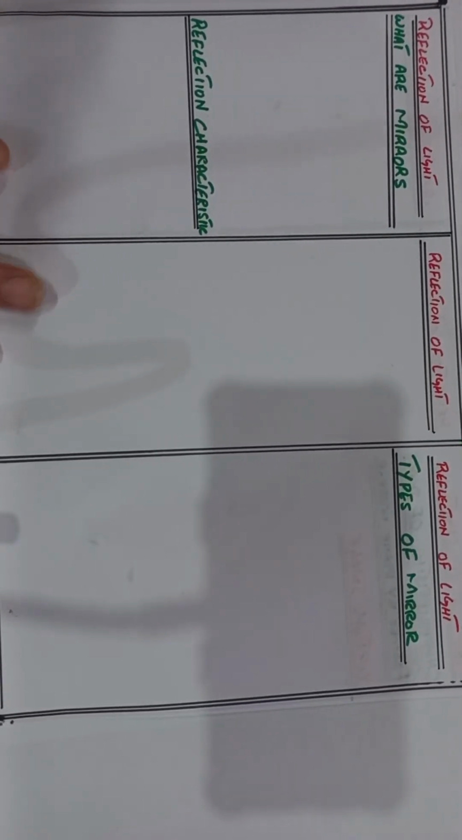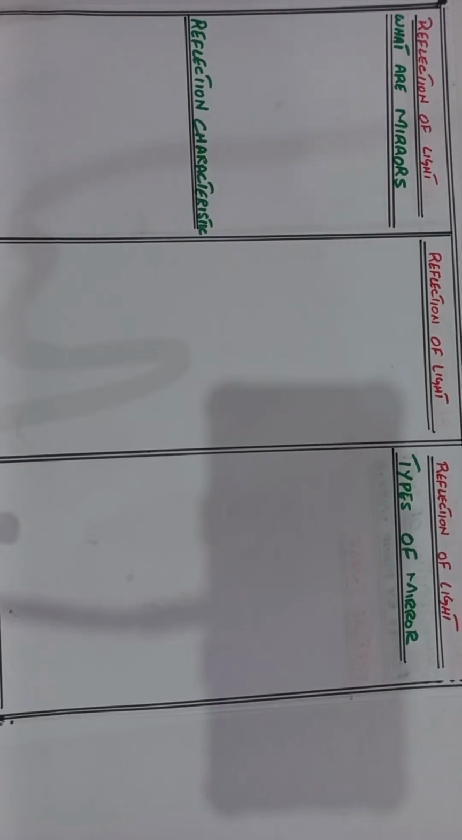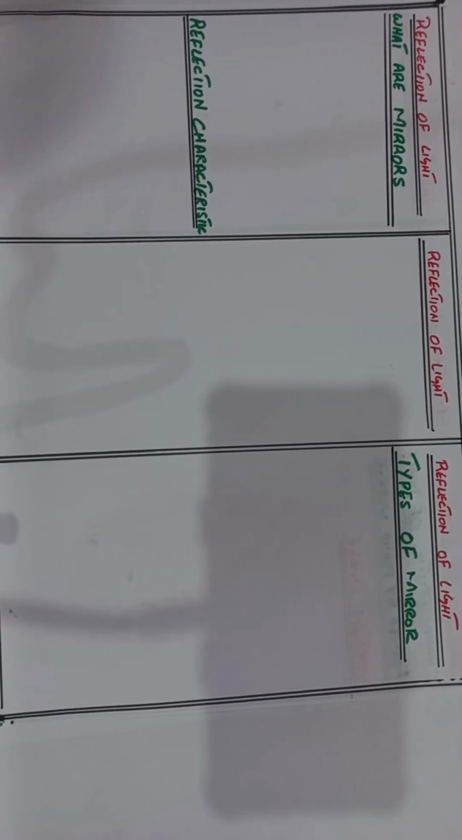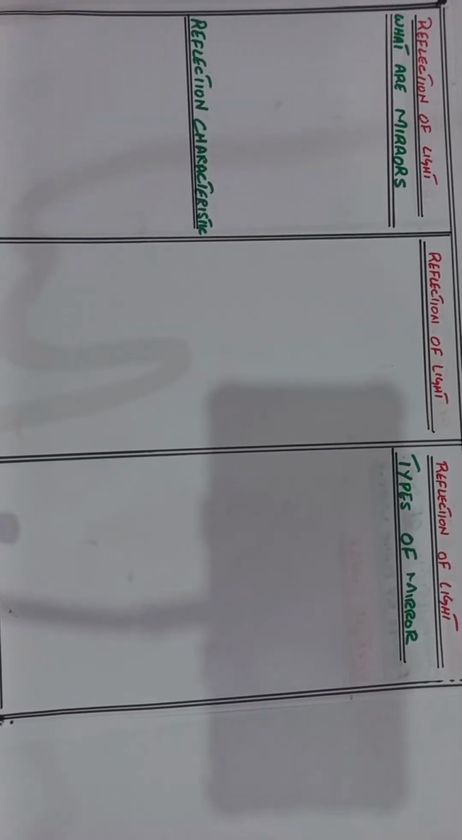Sorry. Today our topic is what are mirrors. A mirror is basically a glass surface with one face polished, which reflects most of the light falling on it, thus producing a real or virtual image.